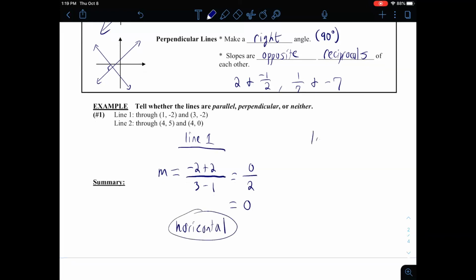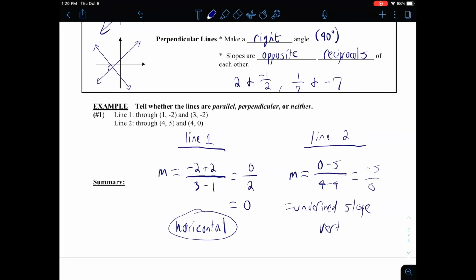Okay, let's do line 2. So if they're parallel, they need to have the same slope, 0, or they need to be the opposite reciprocal slope, which is going to be undefined. Let's see how we do over here. For line 2, we have 0 minus 5 on top, over 4 minus 4, which equals negative 5 over 0. This is an undefined slope, which means it's going to be a vertical line, right? Vertical line.